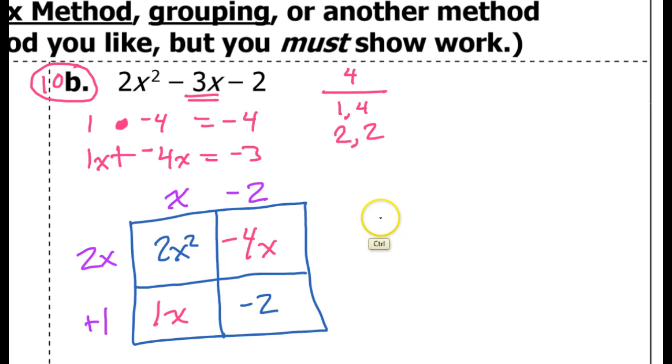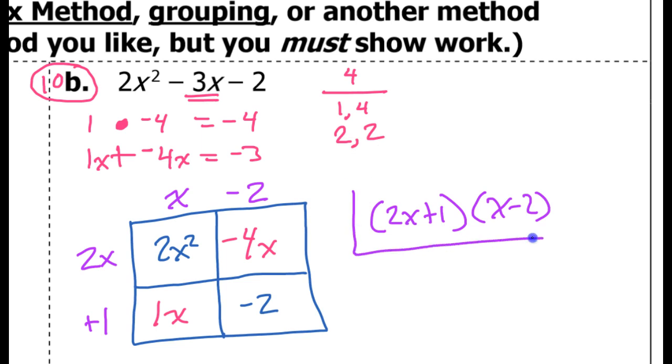Now, that gives me a binomial times a binomial. 2x plus 1 comes from the left, and x minus 2 comes from the top. And this is the final answer.